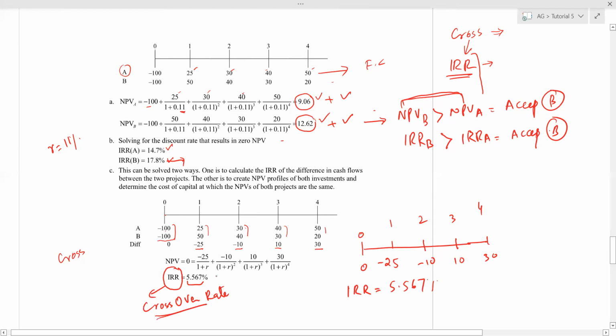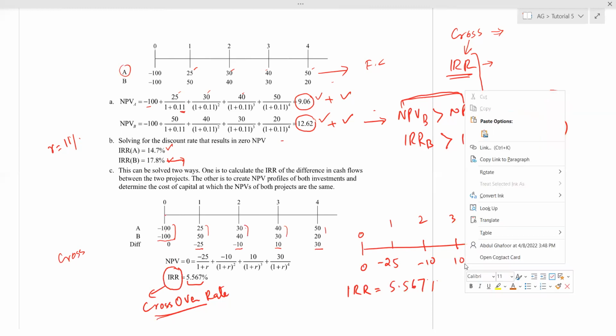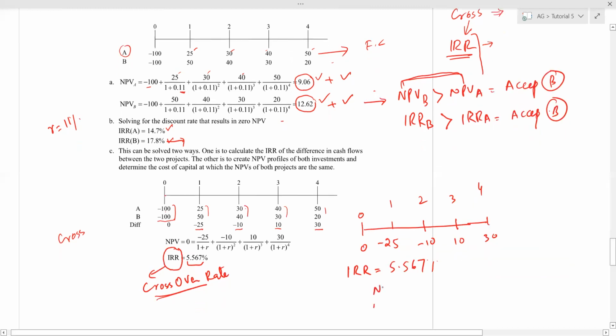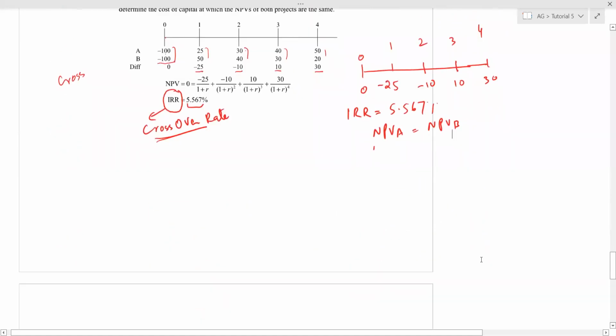It means that at this rate, 5.567%, the difference between the NPV of A and B is 0. In other words, the NPV of A is equal to the NPV of B. So why is that important? I will explain.